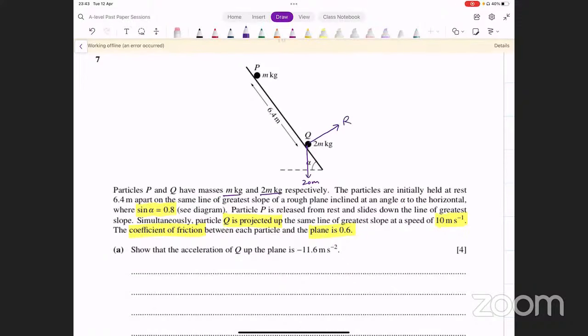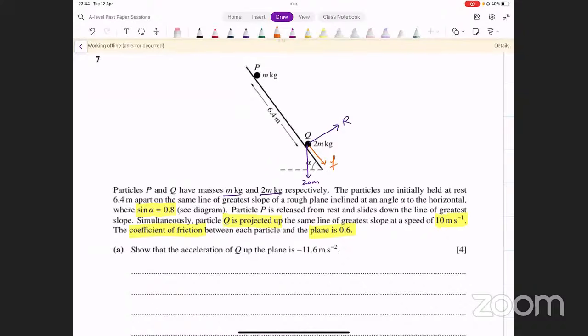What other force do we have? Q is projected upwards. Since it is projected upwards, friction is going to be acting down the plane. So friction की direction क्या होगी? क्योंकि movement upwards है ना इस point के ऊपर. So friction is going to be in this direction. That's the direction of the friction.